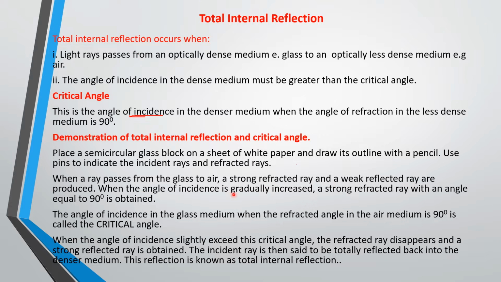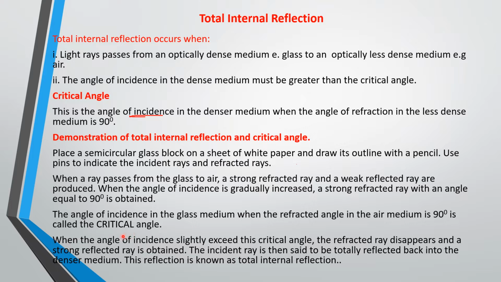Then as the angle of incidence is gradually increased, what you want to still remember is that when a ray passes from a dense medium to a less dense medium, it will bend away from the normal. So as you increase the angle of incidence, the angle of refraction will also increase until it becomes 90 degrees. The angle of incidence at which the angle of refraction is equal to 90 degrees is the angle called the critical angle. So the angle of incidence in the glass medium when the refracted angle in the air medium is 90 degrees is called the critical angle.